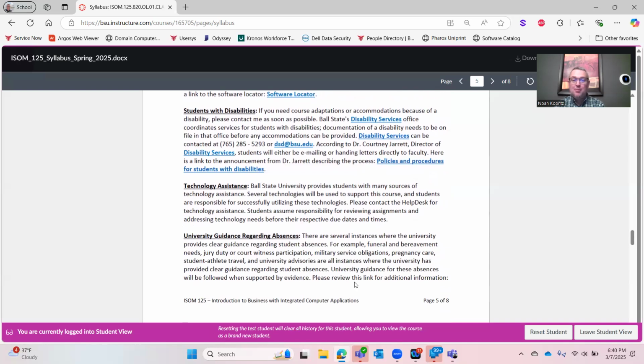Technology assistance. Ball State provides students with many sources of technology assistance. Several technologies will be utilized to support this course, and students are responsible for successfully utilizing these technologies. Please contact the Technology Help Desk. Again, I have a link right there at the front of the page for technology assistance. Students assume responsibility for reviewing assignments and addressing technology needs before their respective due dates and times.